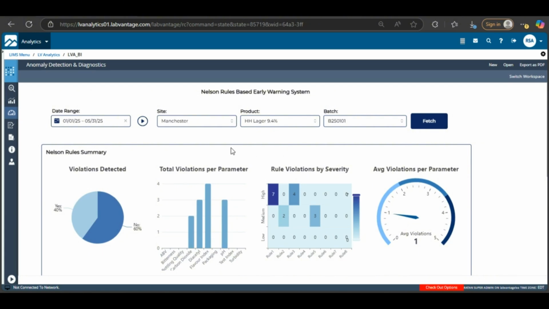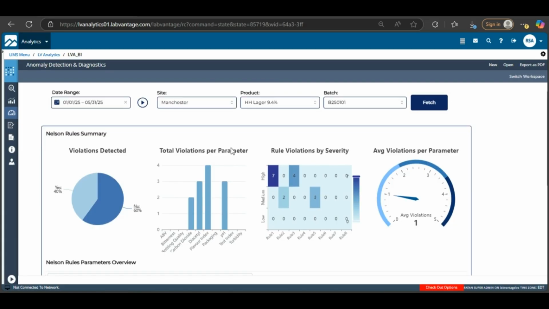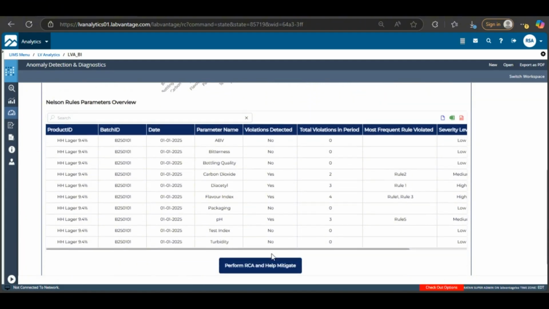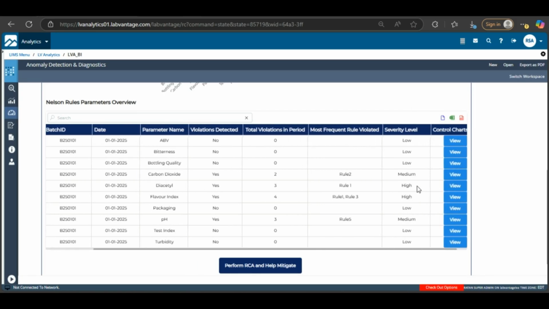The dashboard provides a clear summary, including violation counts per parameter, percentage of parameters that have triggered at least one rule, and heat maps showing which Nelson rules are most frequently violated. As we scroll down, we see a detailed breakdown, the total number of violations per parameter, the most frequently violated rule for each, and severity levels to help prioritize issues.